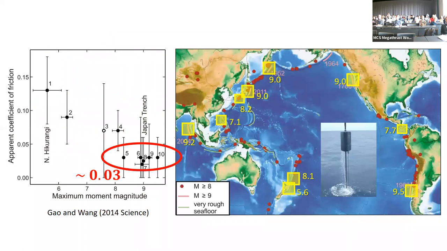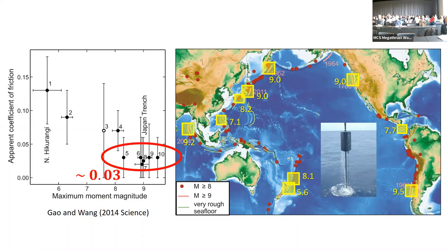And there are different ways to figure out the absolute stress. One way is to study frictional heating. By looking at heat flow data from different subduction zones, we can model frictional heating. I will not give details, I have no time.